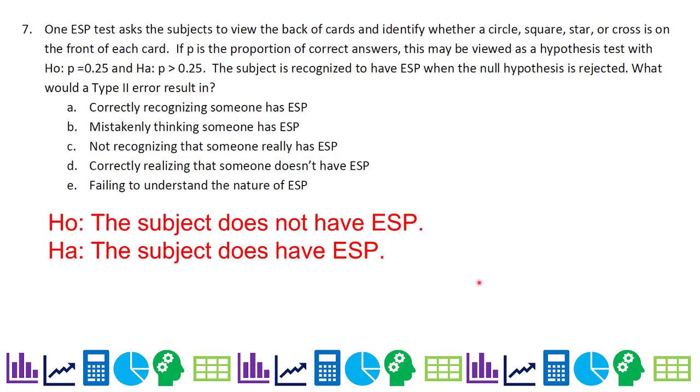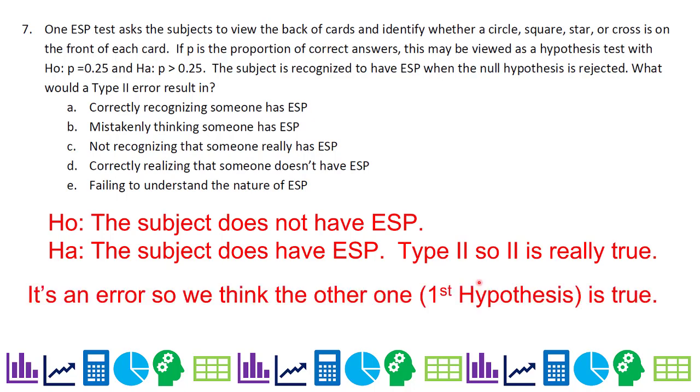So our two hypotheses are our subject does not have ESP. That's what we should assume. And then our alternate is they do. So type 2 error is what they're looking for. So we're saying 2 is really true. The subject really does have ESP, but we make an error. So we think the first hypothesis is true, which means he does not have ESP, but we don't recognize that he has ESP.